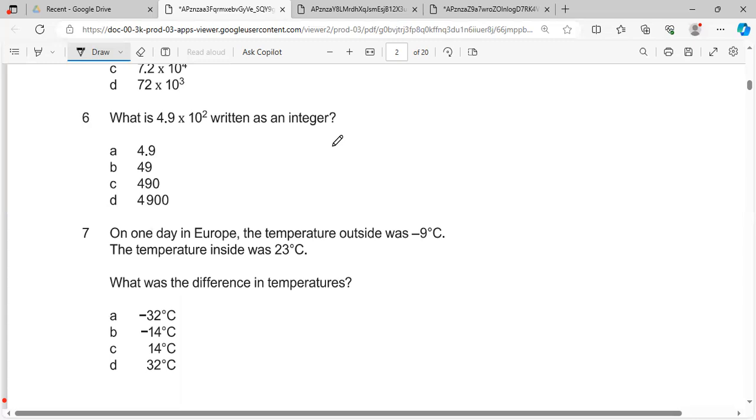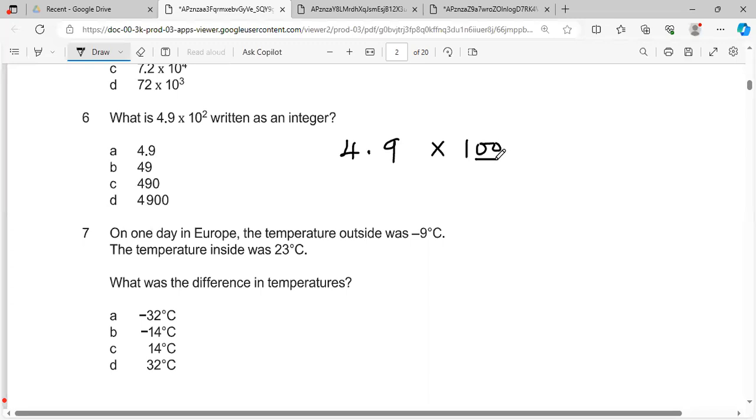Okay, sir. So 10 squared is 100. And I times 100 by 4.9, and that will give me 490. All right. So guys, Lakoy is saying that 10 squared is 100. You guys know, I don't teach you this yet. You guys know how to multiply by like 100 and 1,000 and so forth?